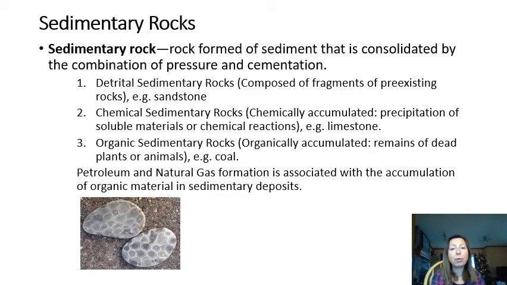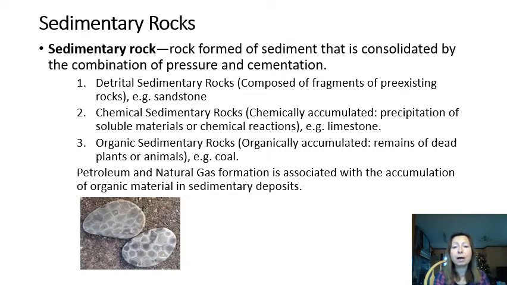The detrital sedimentary rocks are composed of fragments of pre-existing rocks. For example, sandstone, as the name suggests, is composed of particles of sand. The chemical sedimentary rocks are chemically accumulated through precipitation of soluble material or through chemical reaction. An example of a chemical sedimentary rock would be a limestone. Finally, organic sedimentary rocks are accumulated organically from remains of dead plants or animals. For example, coal that we burn today as a fossil fuel is actually organic matter of dead animals and plants that lived millions of years ago.